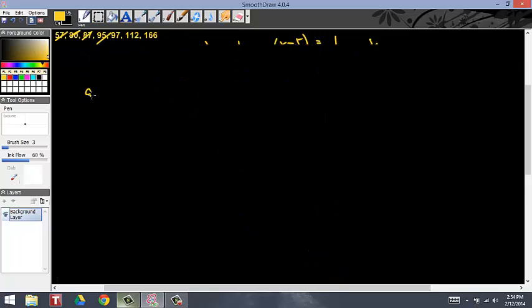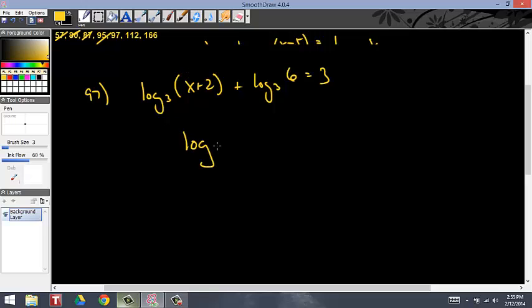Okay, 97. Same type of problem. Log base 3 of x plus 2 plus log base 3 of 6 equals, actually similar. So we still got to combine these two logarithms. So when the two logarithms are being added together, what does that mean for the exponents, Kylie? They are being multiplied. So I create a single logarithm of base 3 of 6 times x plus 2 equals 3. Now, I am stuck.